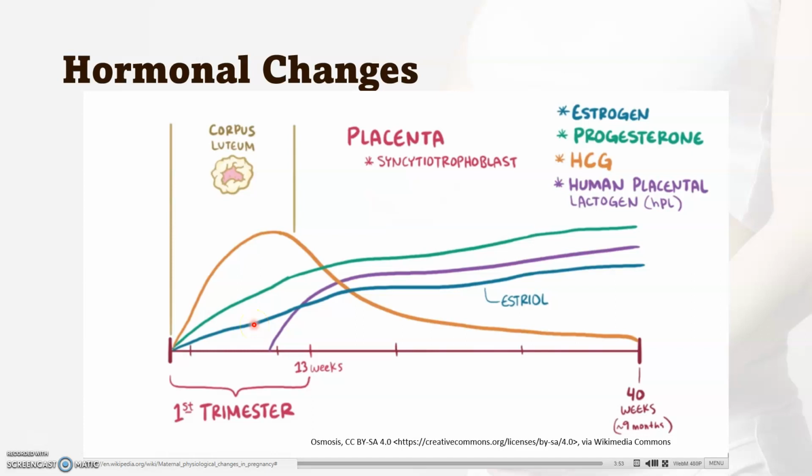Human placental lactogen has prolactin-like activity, but a lot of its effects have to do with glucose metabolism. It produces a state of insulin resistance in the mother and also decreases glucose utilization and increases glucose levels in the blood. And this really facilitates the provision of glucose from the mother to the fetus. So in terms of glucose utilization in pregnancy, the fetus is prioritized over the mother.